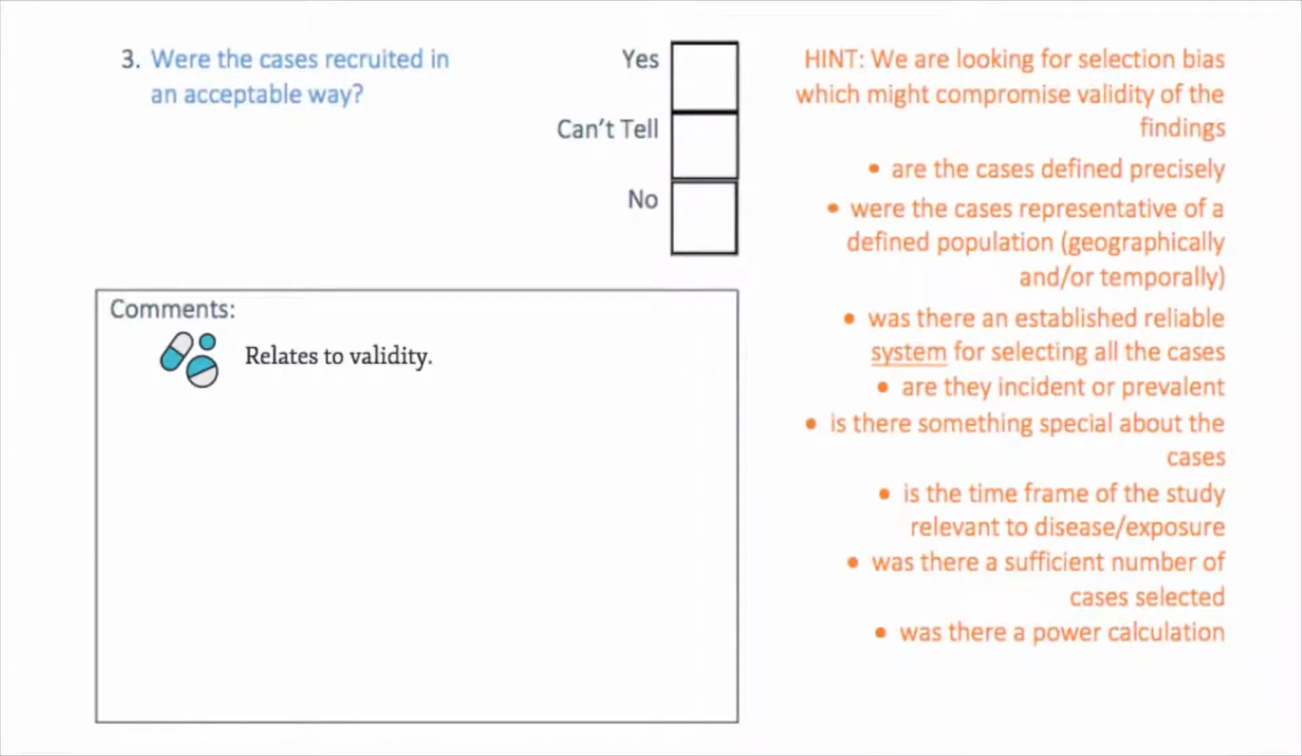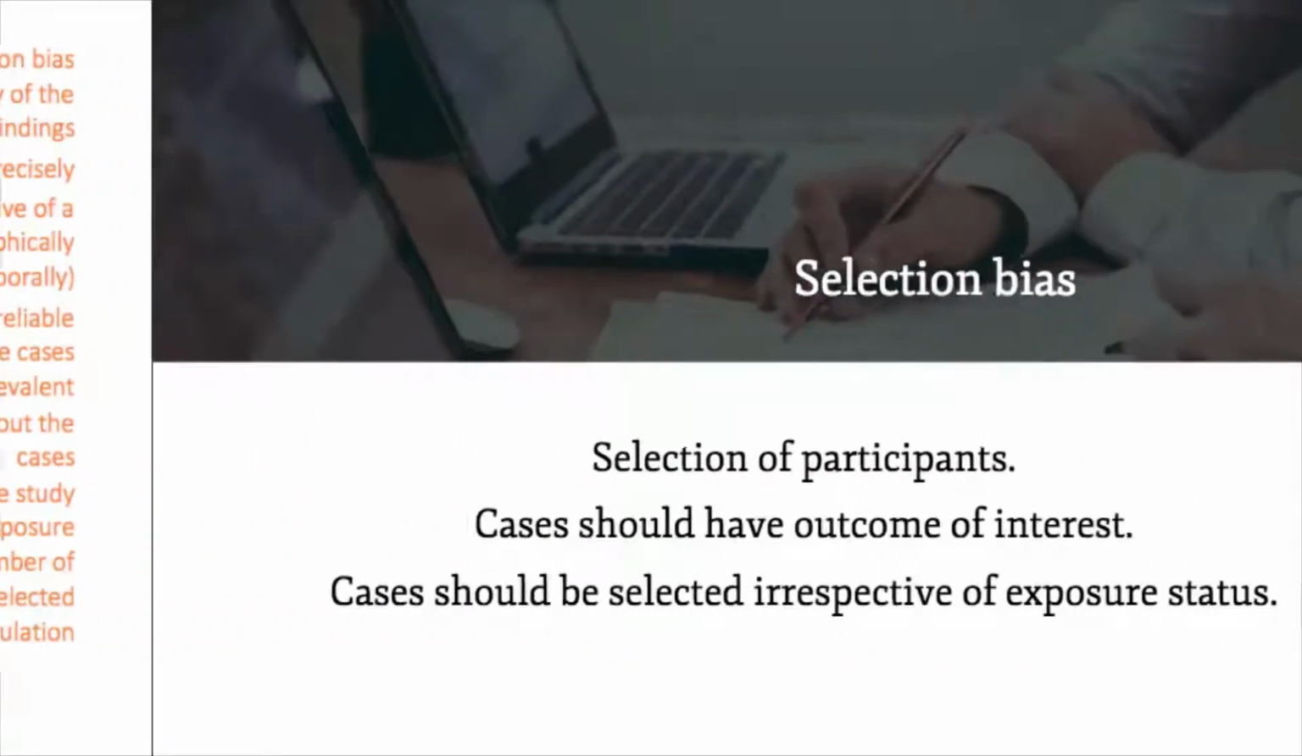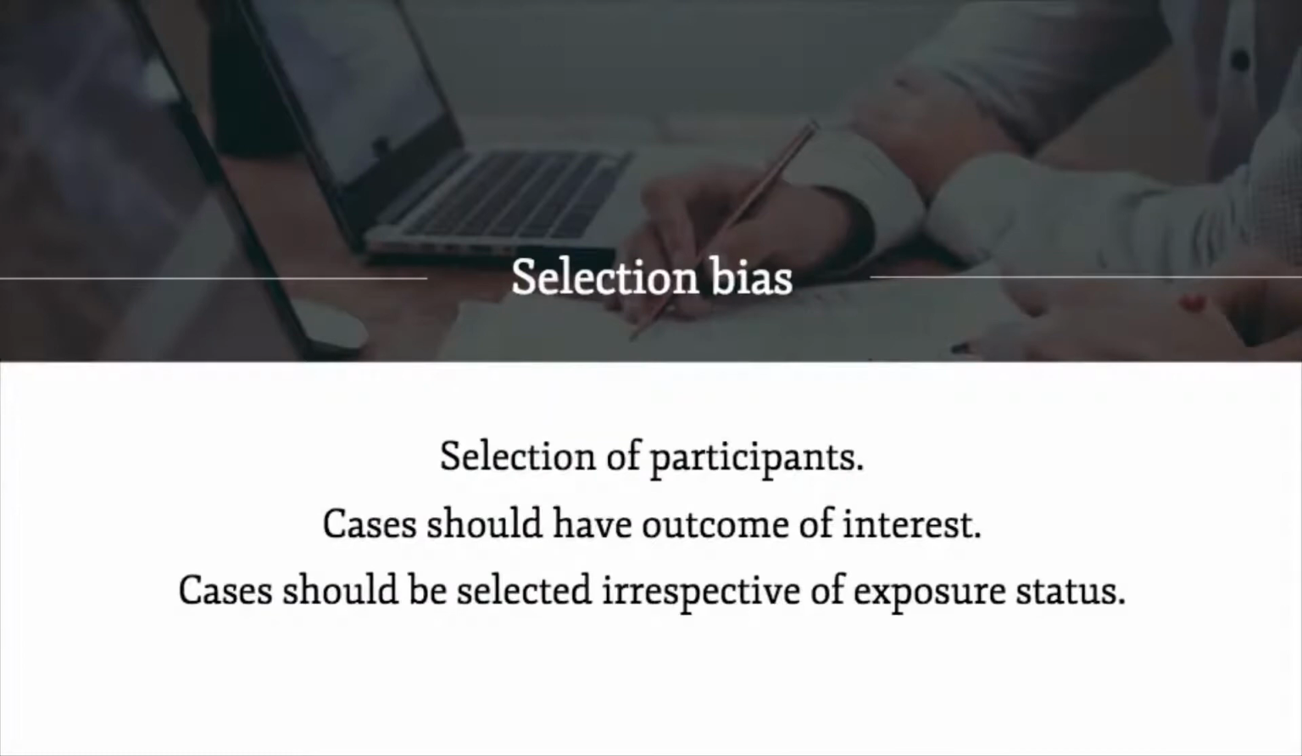The CASP checklist suggests a number of useful points to consider regarding the selection of cases into the study. This is an important issue, as the selection of appropriate cases and controls is key to the validity of a case control study. To say a bit about the selection of cases, cases should be people with the outcome of interest, but the cases should be selected irrespective of their exposure status. In this case, it would not be appropriate for cases, i.e. those who had died by suicide, to be chosen because they had eczema.